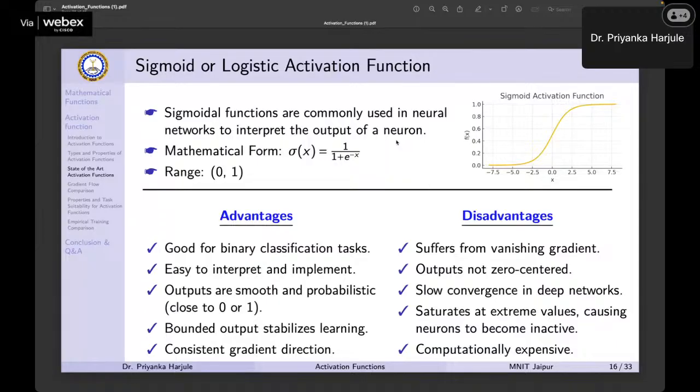So generally the sigmoid is used in classification type of problems and on the final output layer. In the hidden layers of deep networks, it is generally avoided. And in multi-class problems, the softmax function is used instead of the sigmoid.